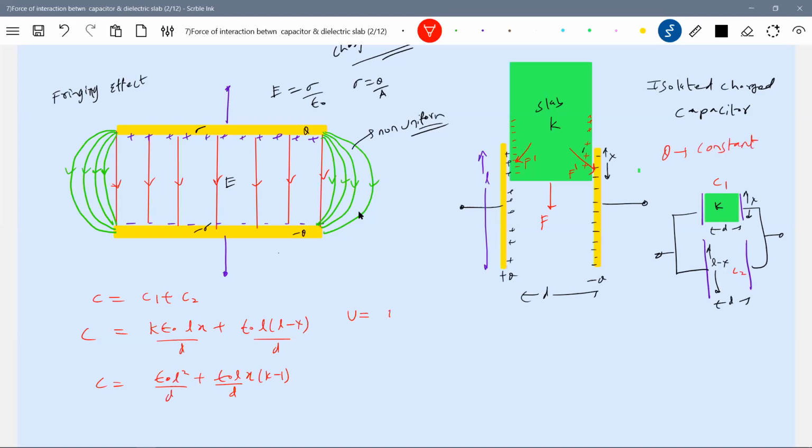Then, okay, as Q is constant, I'm going to put Q square by 2C. So we know the value. What is the capacitance? Just now we have brought it: epsilon naught L square by D plus epsilon naught L X by D into K minus 1. Now, if I know the potential energy U, I'll differentiate this. I'll get the force. So F equal to minus dU by dx. If I differentiate, now look at the force.